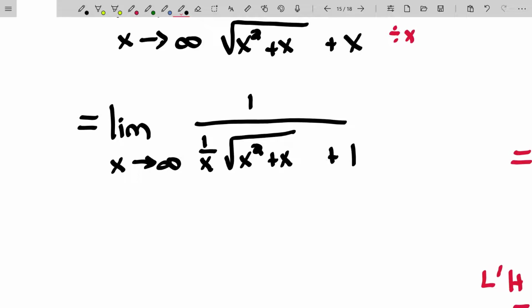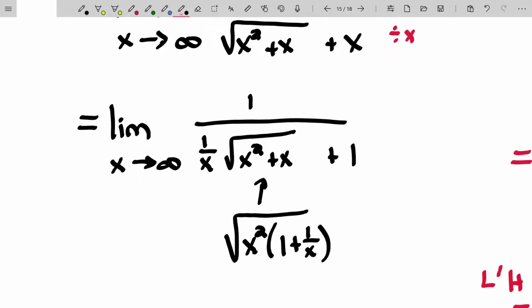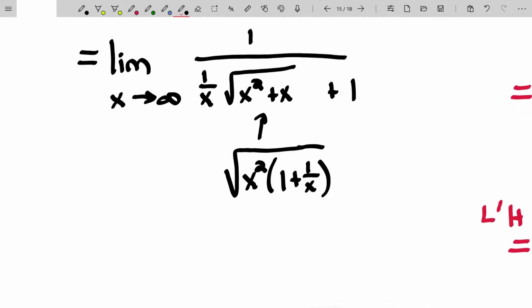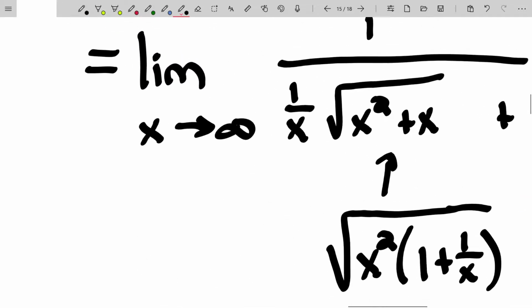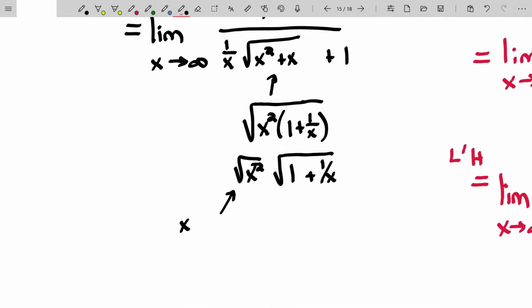And you should note, I could factor an x squared out of both of these within this radical. It would be the radical of x squared times 1 plus 1 over x. And of course, that could be broken apart into the square root of x squared times the square root of 1 plus 1 over x. And of course, the square root of x squared, normally we would return the absolute value of x, but because x is approaching positive infinity, that will be just a regular old x. We don't have to worry about the absolute values.